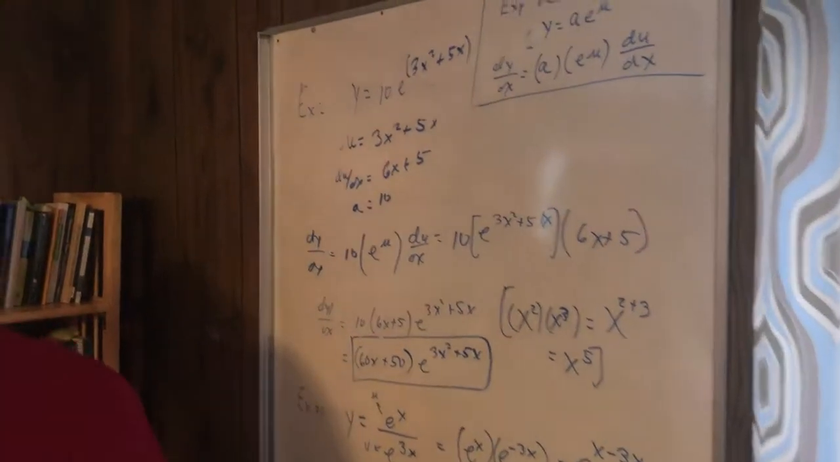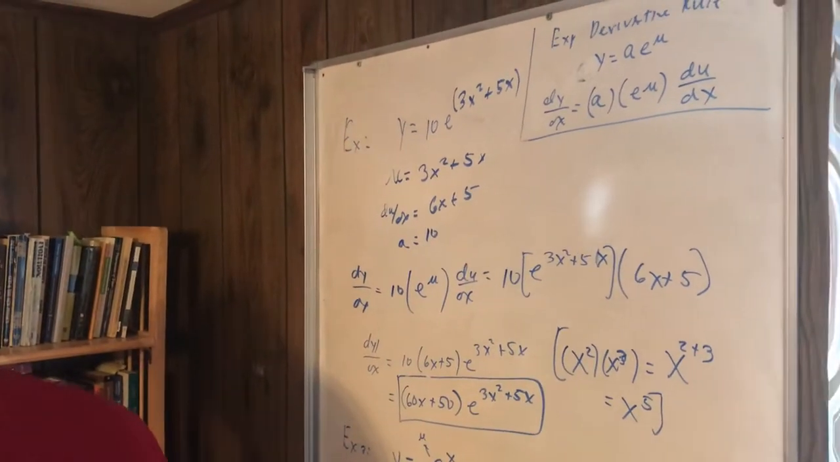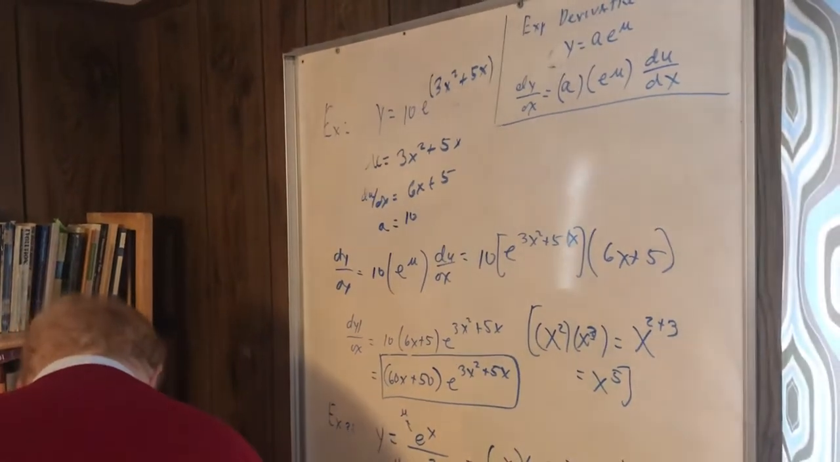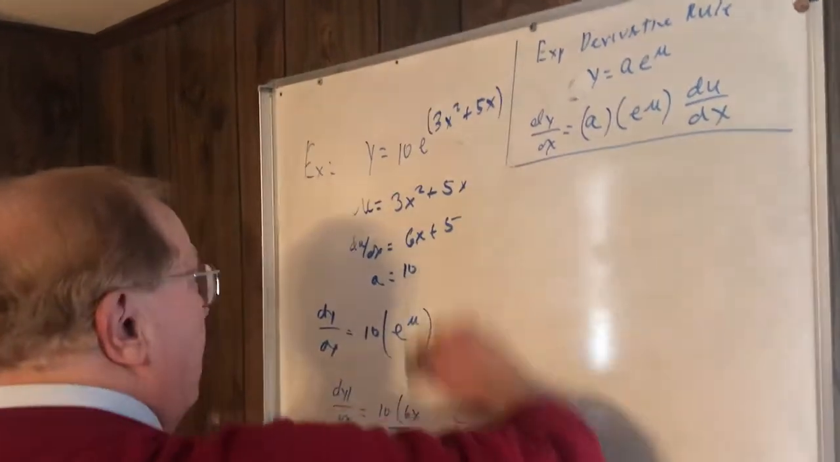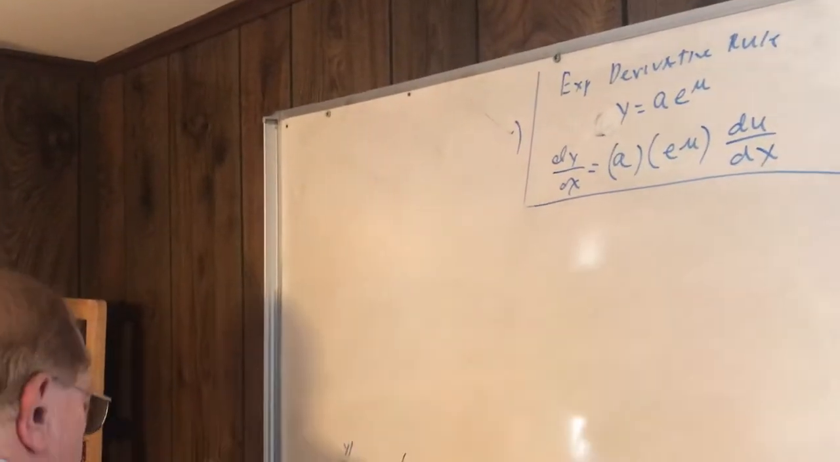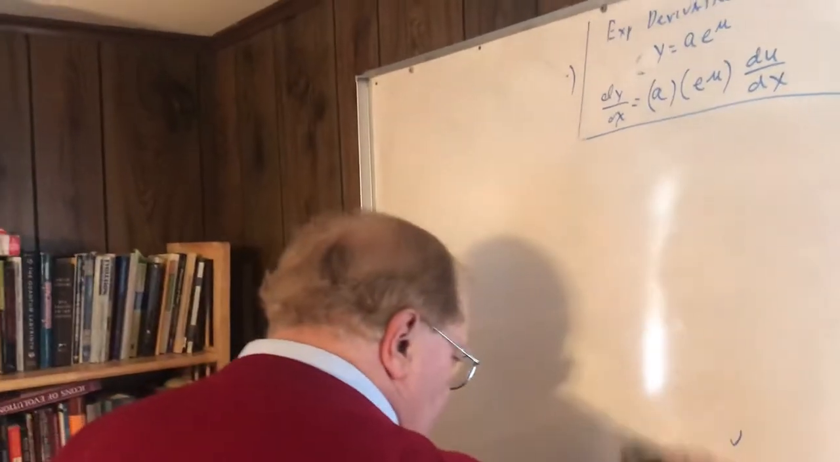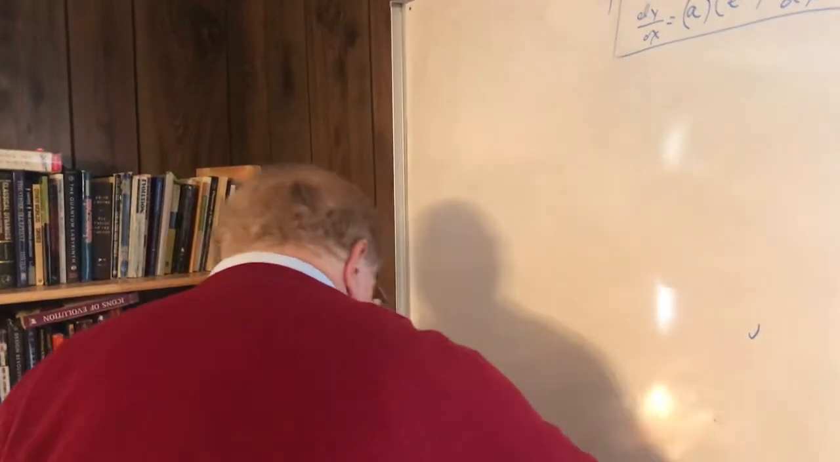I'm trying to find my eraser, and there it is. Okay, well, let's do another example, keeping the rule over there, so I don't have to keep writing it. It's in the right-hand corner of the board.